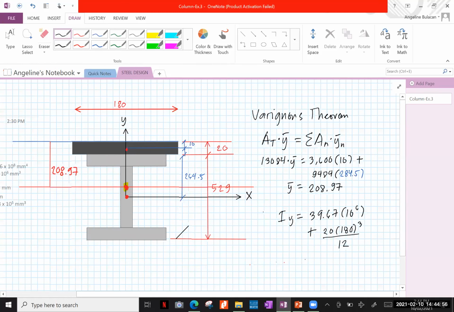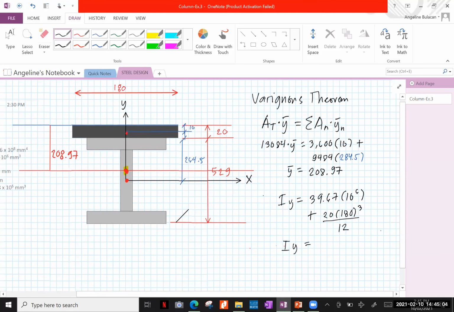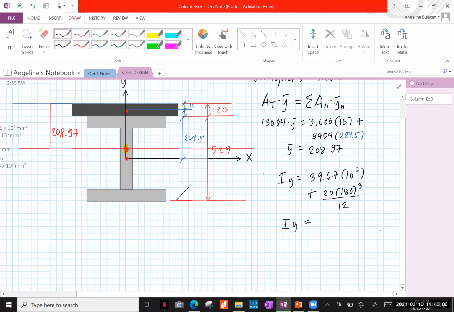Then this will give you your IY. Idinadagdag lang natin. Bakit? Kasi yung centroid nila is nandun lang sa isang direction. So add natin. Again, please double check na lang. 39.67 times 10 raised to 6 plus 20 times 180 cube over 12. So your IY is 49.39 times 10 raised to 6 mm^4.